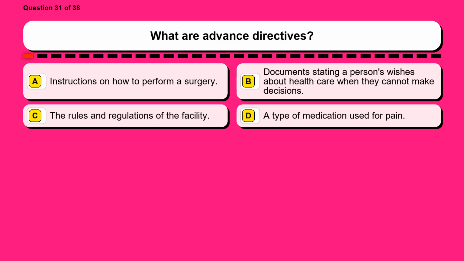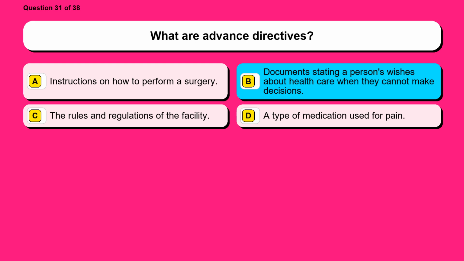Question 31. What are advance directives? Option A. Instructions on how to perform a surgery. Option B. Documents stating a person's wishes about healthcare when they cannot make decisions. Option C. The rules and regulations of the facility. Option D. A type of medication used for pain.